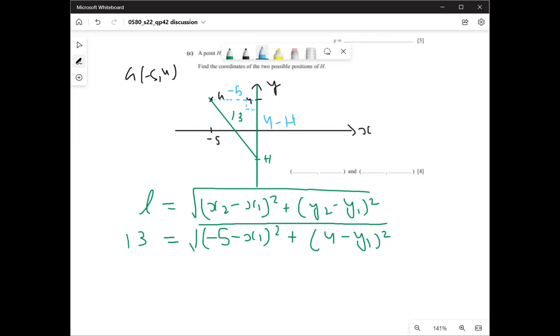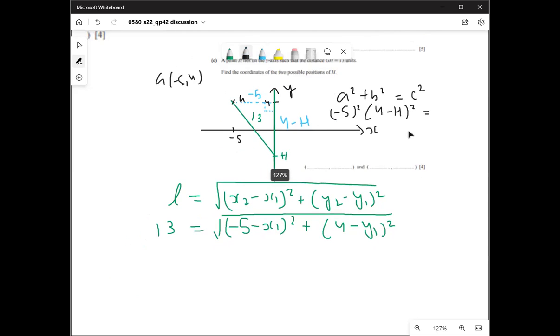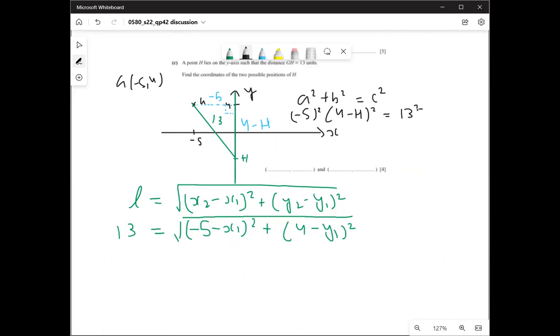Now I have this triangle right here. Let's say this is C, this is A, and this is B. And I know that A squared plus B squared is equal to C squared. Now A was, let's say, minus 5 whole squared, B was 4 minus h whole square, and C was 13 squared. Now I get another equation right here.